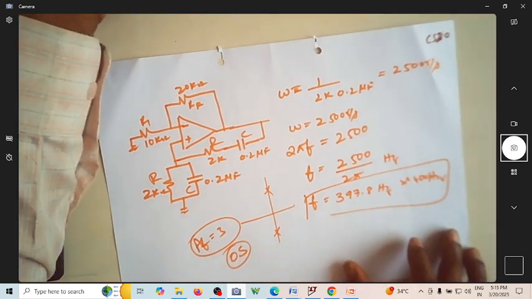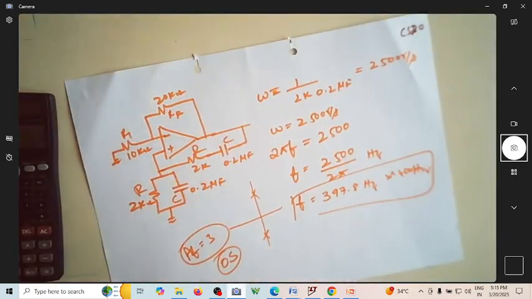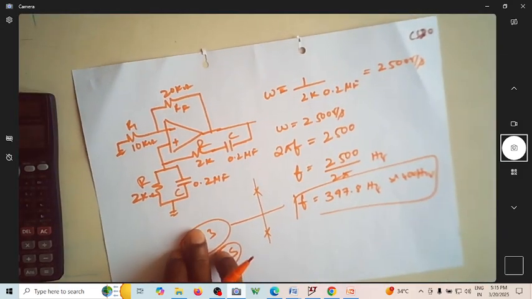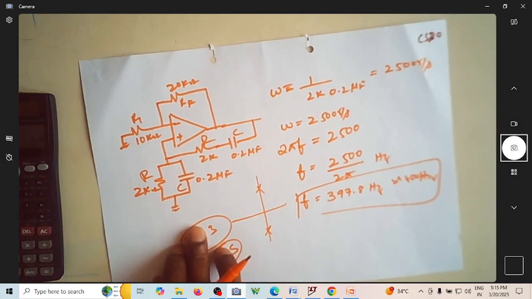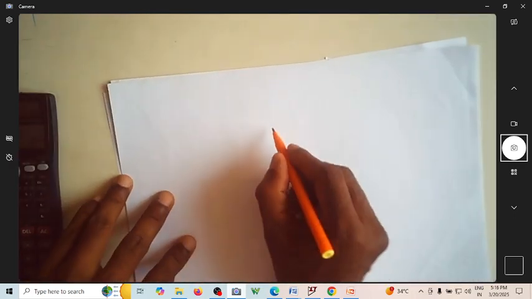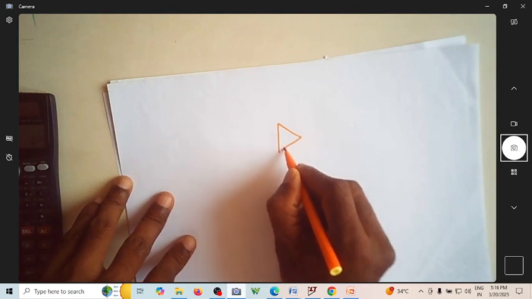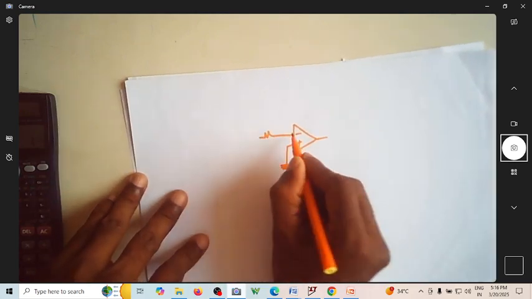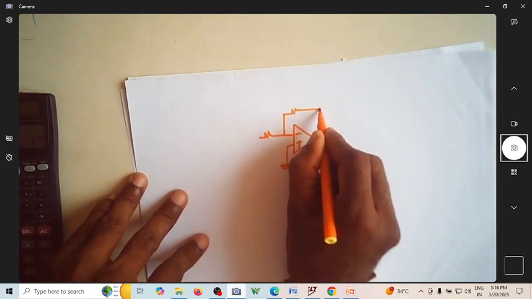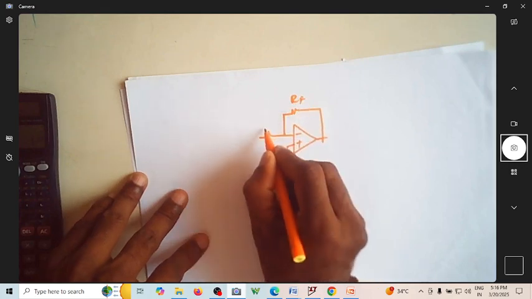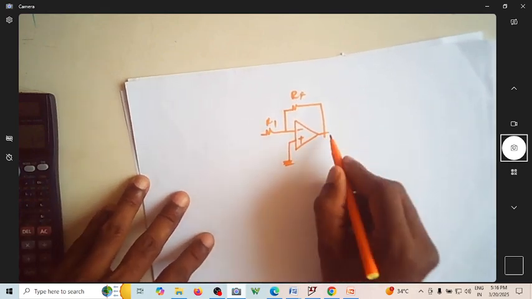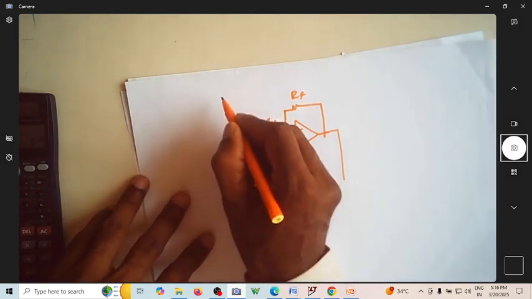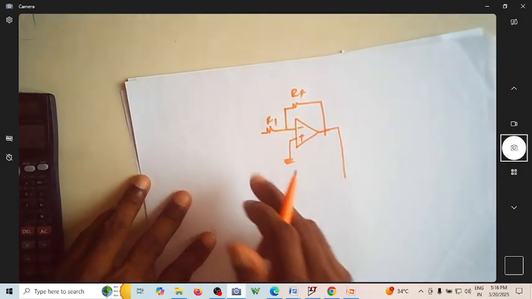On the same lines, we can prove this for another circuit, an RC phase shift oscillator. Now you have again a similar type of op-amp circuit. It is now minus, plus. Now we are considering an inverting amplifier. So this is your inverting amplifier, this is RF, R1. Now something is fed back to this output, where the output is fed back here.